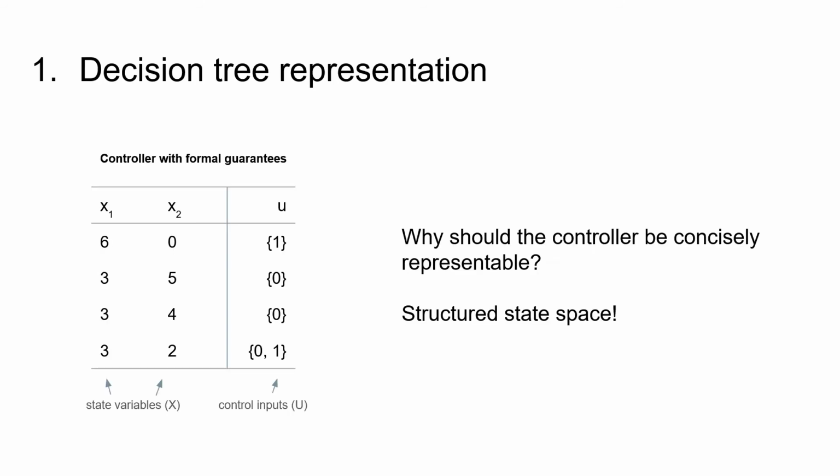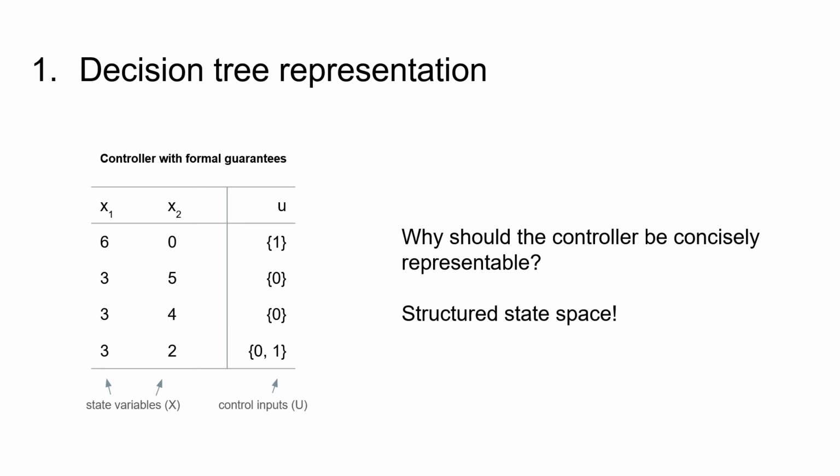Concerning the first one, why should a controller be concisely representable in the first place? The reason is that the state space is typically structured, given by many variables. In such a case, we might be able to group together states performing the same action. So let's take a closer look. We have a lookup table here, which assigns a control input to each state based on the values of the two variables x1 and x2.